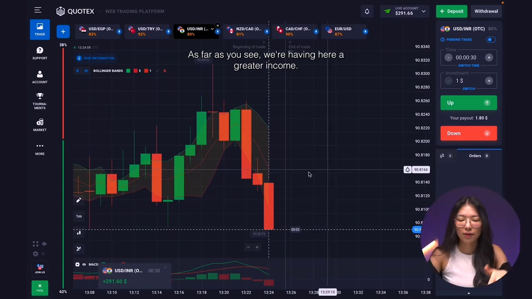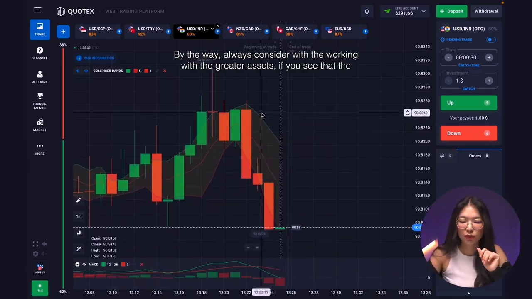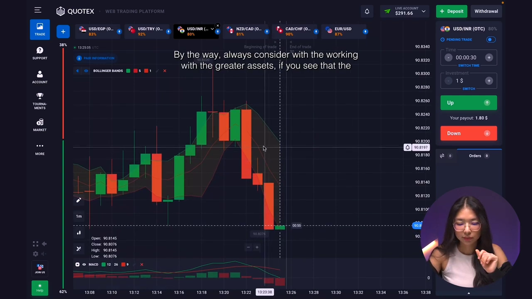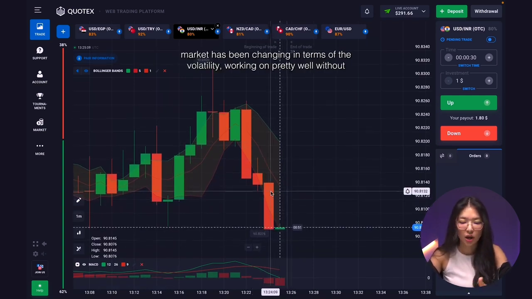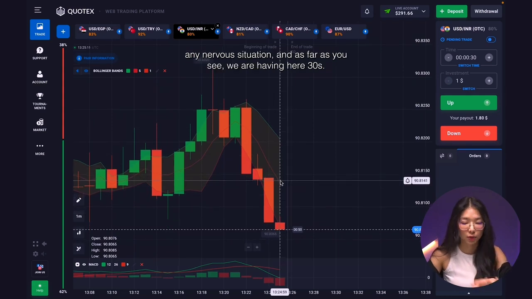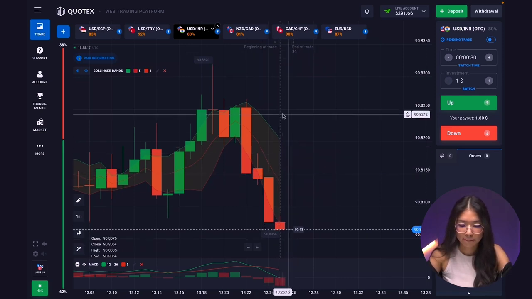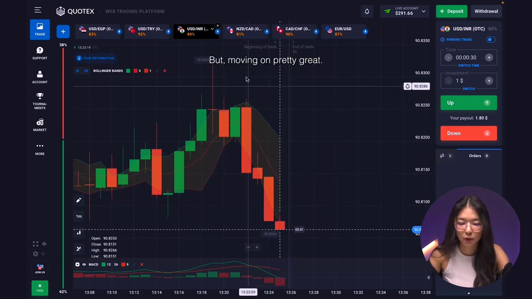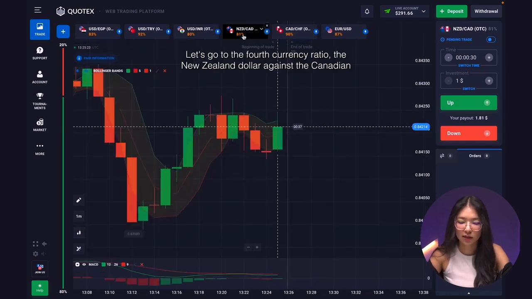As far as you see, we have here greater income. By the way, always consider working with the greater assets. If you see that the market has been changing in terms of the volatility, working on pretty well without any nervous situation. And as far as you see, we're having here 30 seconds. But moving on pretty great, let's go on the third currency ratio, the New Zealand dollar against the Canadian dollar.